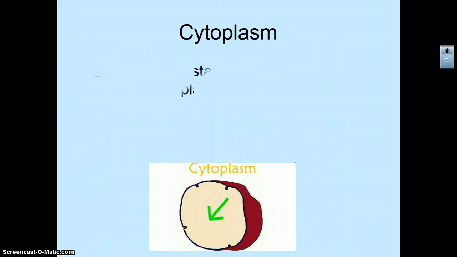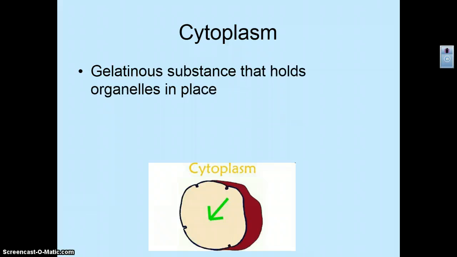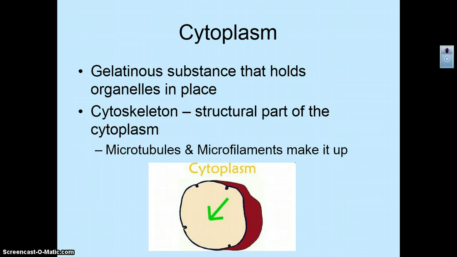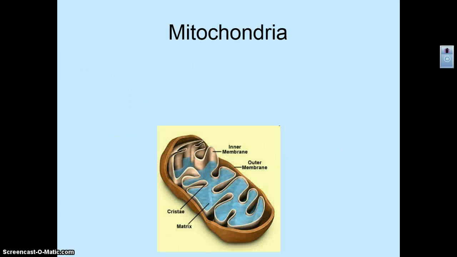The cytoplasm. Cytoplasm is a gelatinous substance that holds the organelles in place, and we used to think that it was just a gel-like substance. We now know that it actually is made up of a cytoskeleton and helps keep the structure and the form within the cell. And the cytoskeleton is composed of microtubules and microfilaments.